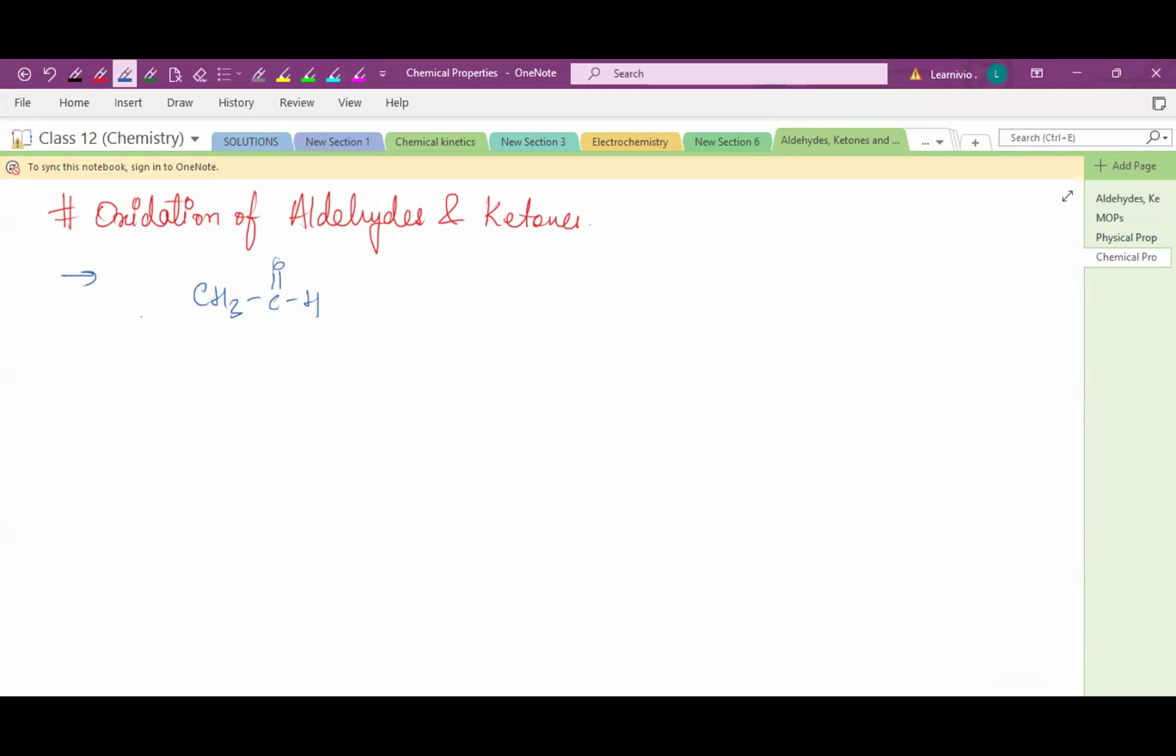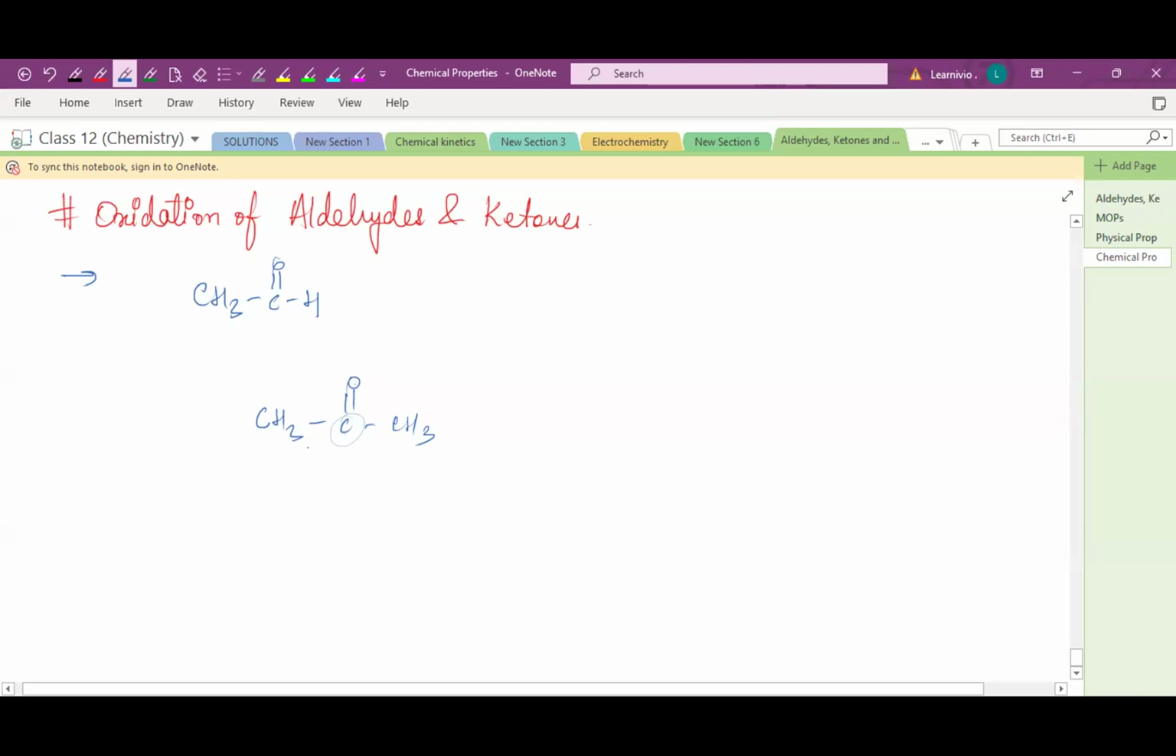Why is it not possible? Because ketones lack alpha hydrogen, right? In this ketone, this oxygen is attached to this carbon, but this carbon has no hydrogen. So due to that, ketones lack an alpha hydrogen. A hydrogen atom is lacking on the carbonyl carbon.